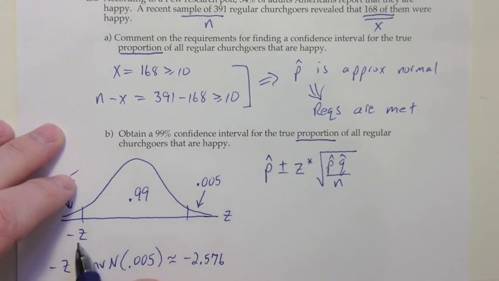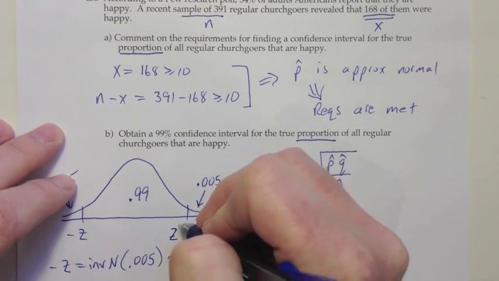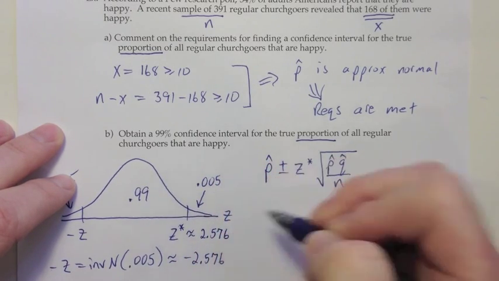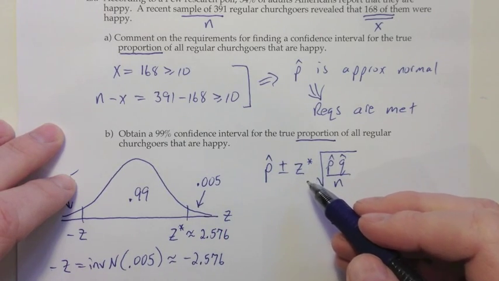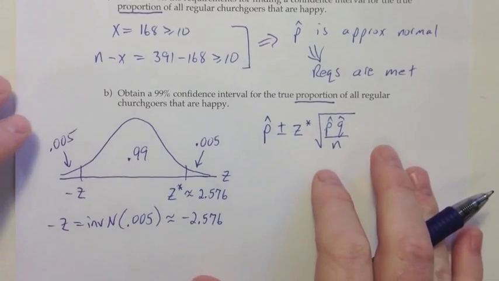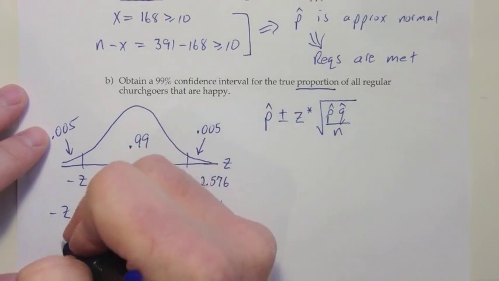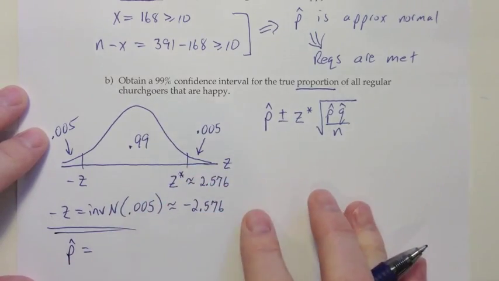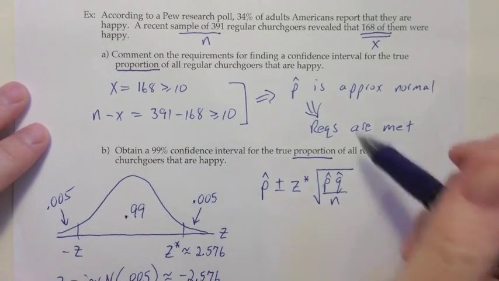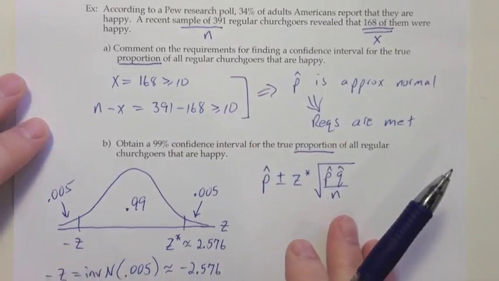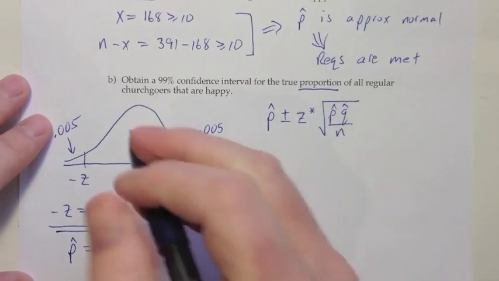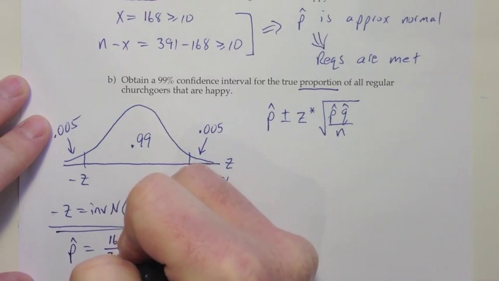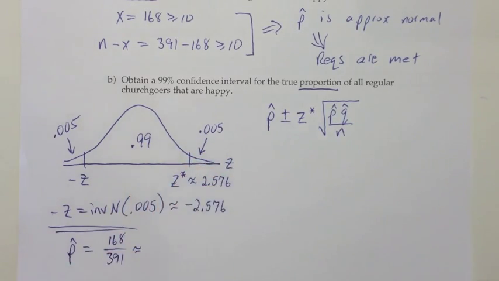And that's actually the negative z-score over here, so the positive one, which officially is our z-star, by symmetry would be 2.576. So I'm going to plug that in right there. And then there's some other stuff that we need to gather as well. We need to know what our p hat is. And they don't give p hat, but they did say that we had 168 successes out of 391 tries. So p hat would be 168 over 391, and I'll just do that division off on the side.